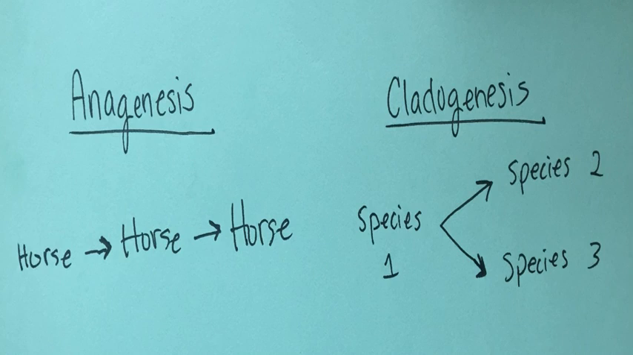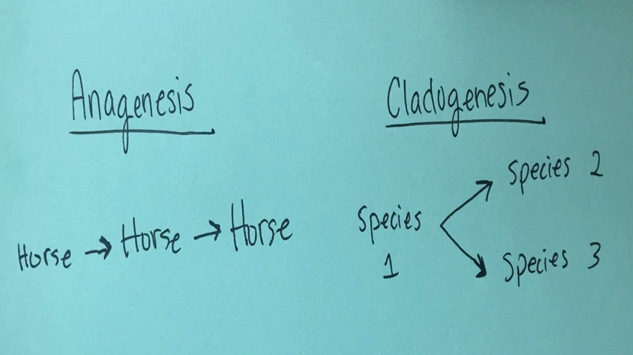There are two types of evolutionary change, anagenesis and cladogenesis. Anagenesis is evolutionary change within a single lineage. An example of this would be a horse being small in size, growing through evolutionary change to be bigger, and then even bigger again. Cladogenesis is evolutionary change through a branching pattern or multiple lineages.